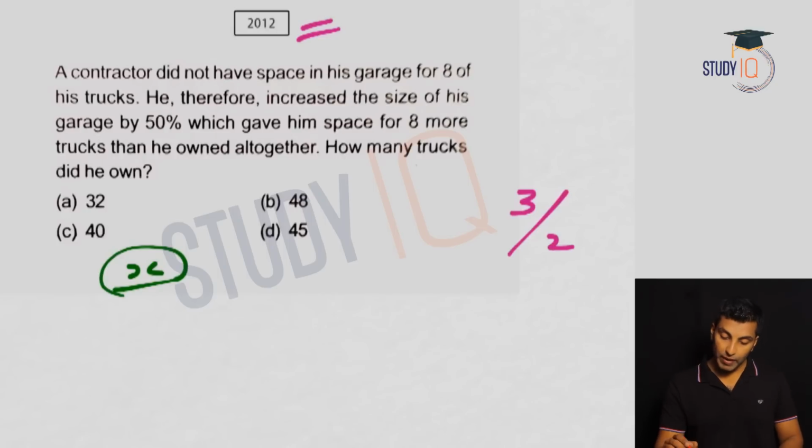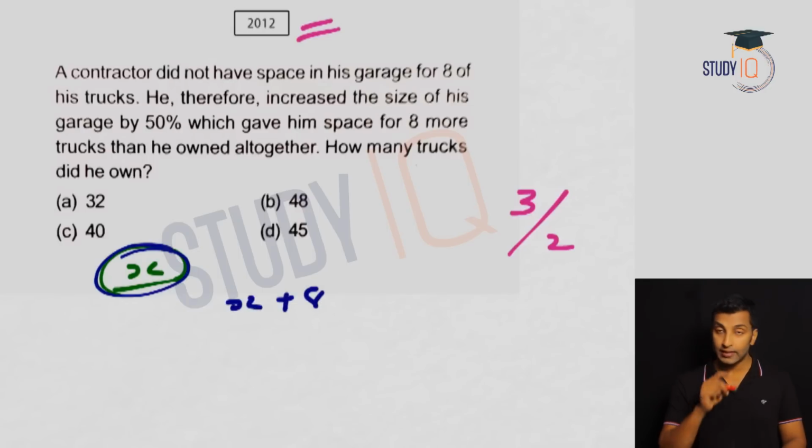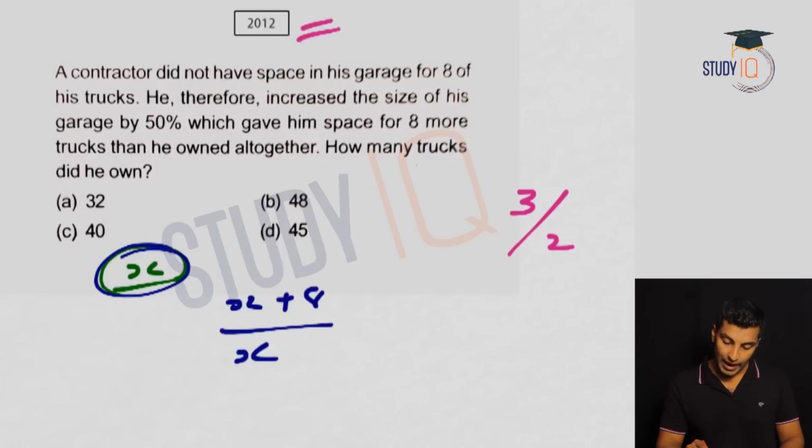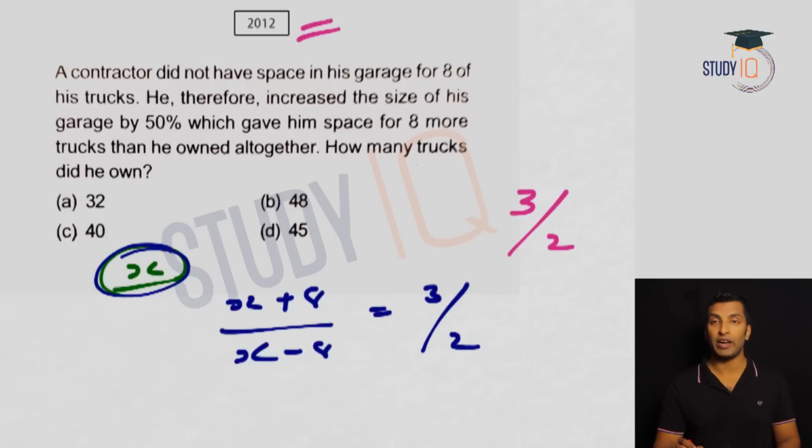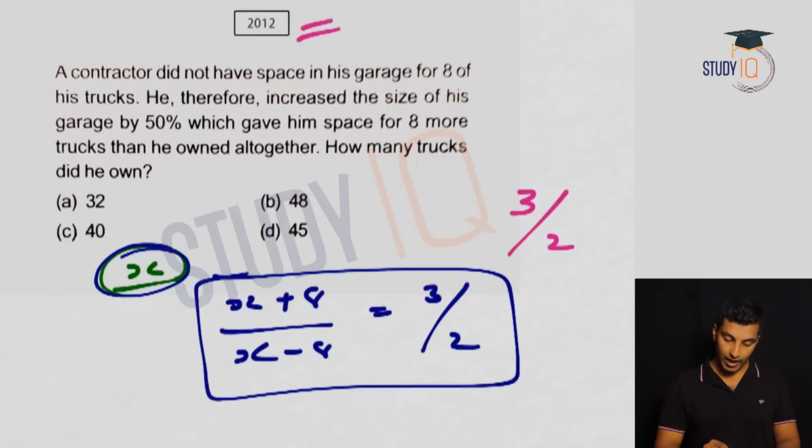So 3 by 2. 3 is the new case, which means he can have 8 more. So x plus 8 is the new situation, and before it was x minus 8, since 8 were outside. So it is the total number of trucks minus 8. We are equating it with the size of the garage. So x plus 8 divided by x minus 8 is equal to 3 by 2. From this you can easily get x is equal to 40. The answer for this question is C. I hope this is clear for you.